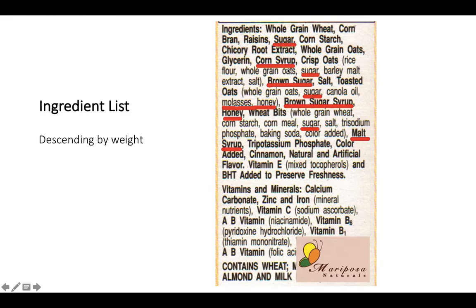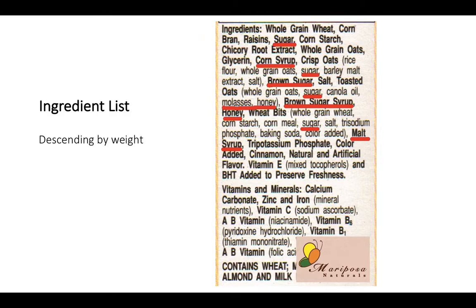So each one of these little red lines here represent added sugar. So this is something where when you have the old food label, you're going to have to look for to see how much added sugar is there versus naturally occurring sugar. We want to have naturally occurring sugars in our diets, but we want to limit the amount of added sugars that are in our diets.